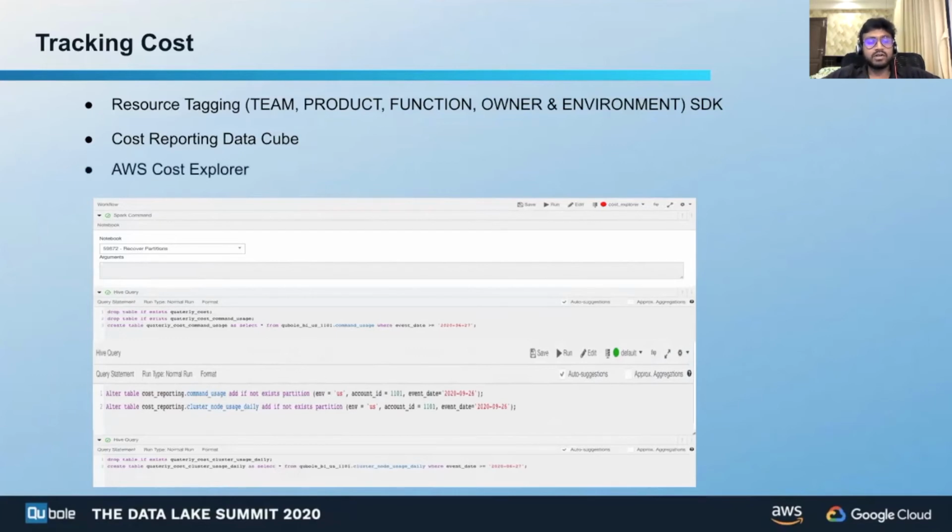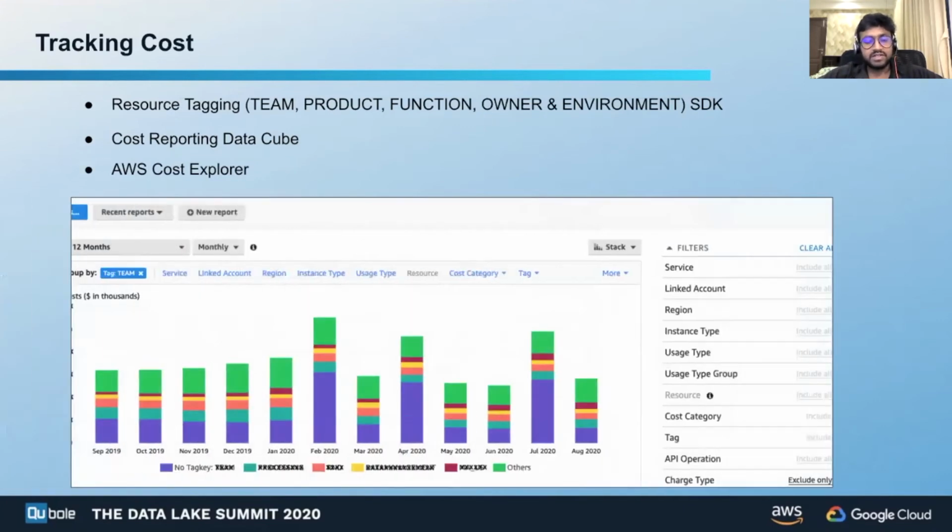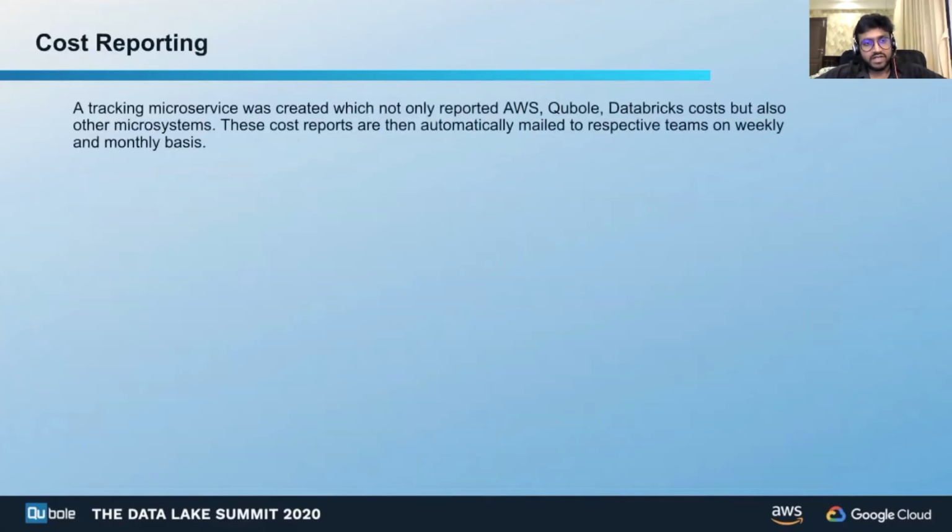Another important tool that we used was AWS Cost Explorer. AWS Cost Explorer is a pretty neat tool where you can track your cost and group it according to your tags. So you can find out specifically how much each team, product, function, owner, and environment has contributed to your costs. Now, once the costs were tracked, the reporting becomes important. So a cost reporting and tracking microservice was created, which not only reported AWS and Databricks costs, but also the cost of other microsystems.